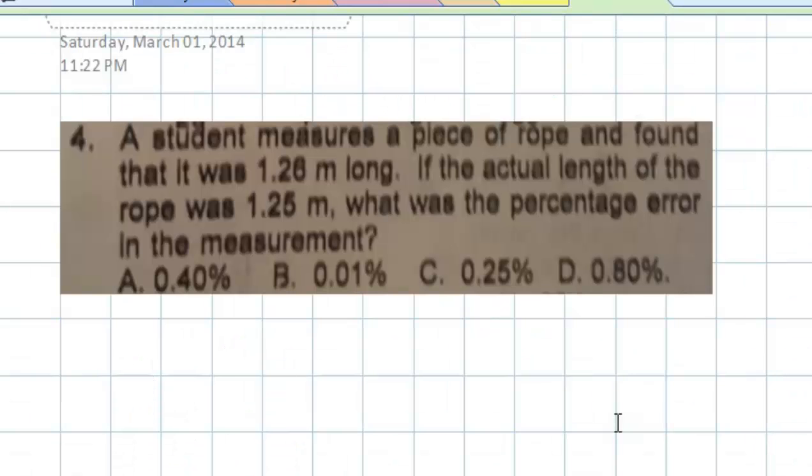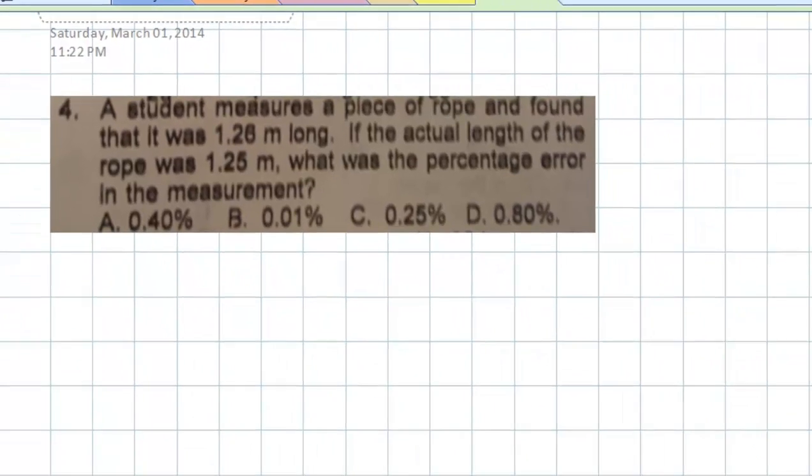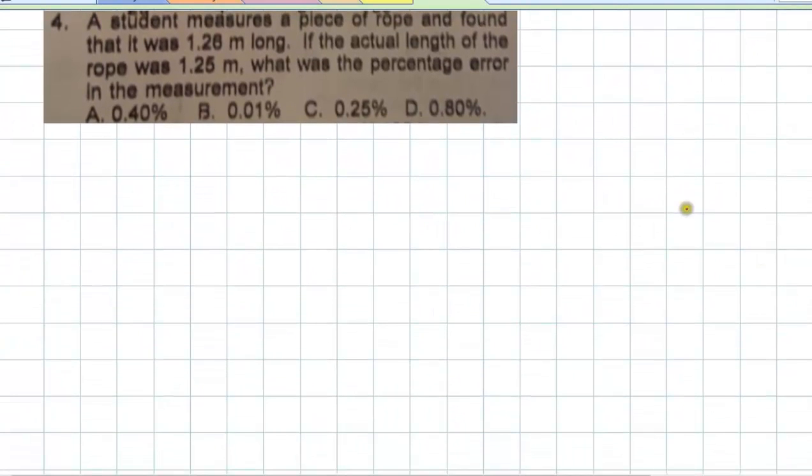So here we have question 4, and it says a student measures a piece of rope and found that it was 1.26 meters long. If the actual length of the rope was 1.25 meters, what was the percentage error in the measurement? So essentially, if you don't know an equation for this, it's fine. You can reason yourself through this one. The actual length over here was 1.25, and then the student found that it was 1.26.